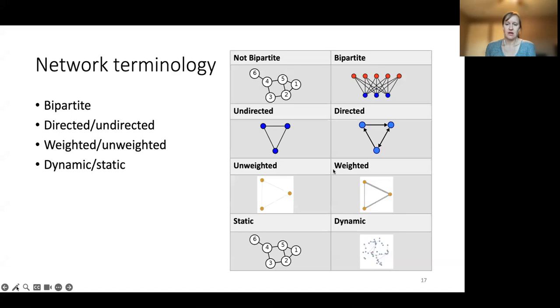You can also look at whether it's weighted or unweighted. If it's weighted, there's some numeric value of the tie, so a stronger tie will have a higher weight than a weaker one. Ties can also be unweighted, and then it's just a 0-1, yes or no, there is a tie or there isn't. Networks can also be either static, so they don't change over time, or dynamic, where they do change over time.